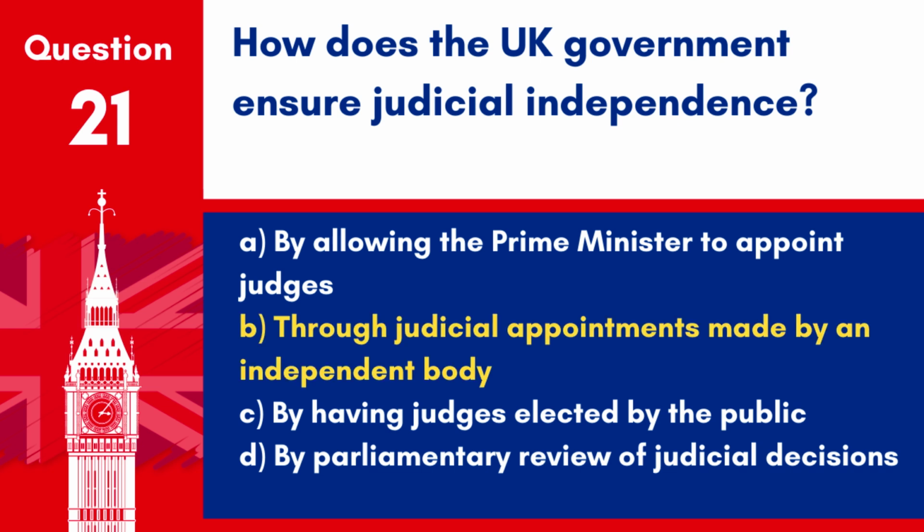Answer: B. Through judicial appointments made by an independent body. The UK ensures judicial independence through appointments made by independent bodies, such as the Judicial Appointments Commission, which helps maintain the impartiality of the judiciary.